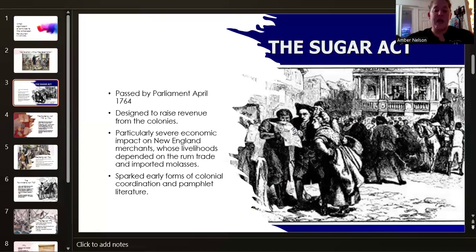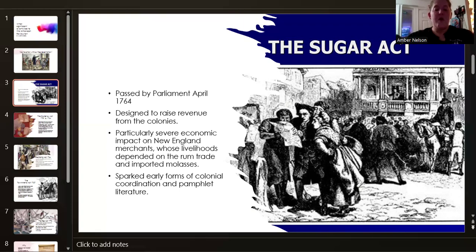While the act lowered the tax on imported molasses from sixpence to threepence per gallon, it also increased enforcement dramatically. Smuggling had been common under Britain's earlier policy of salutary neglect, but now customs officials and tax agents were cracking down, and merchants were furious.